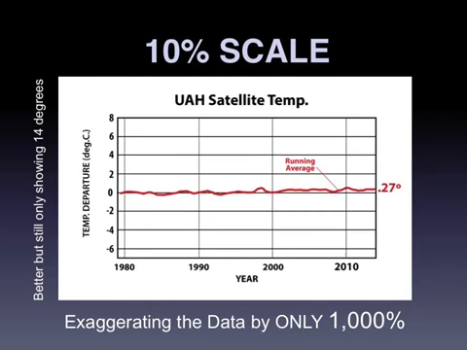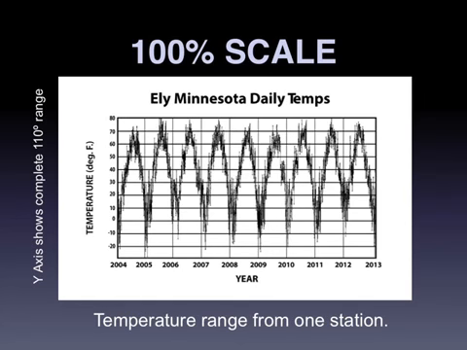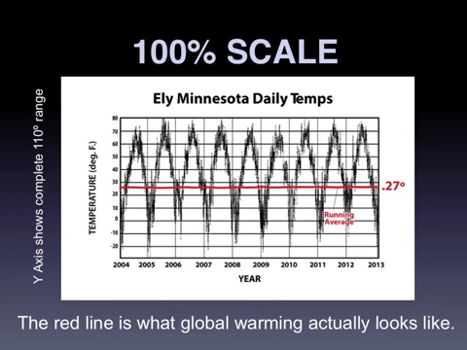Here's what global warming looks like at a 10% scale. In order to show you what global warming looks like at a 100% scale, I picked the data from one weather station in Ely, Minnesota, which shows you the actual temperature range over 9 years. This is at a 100% scale, and it is about a 100-degree range, so it works out perfectly. This is what global warming looks like at a 100% scale compared to one weather station. Not so scary anymore, is it?